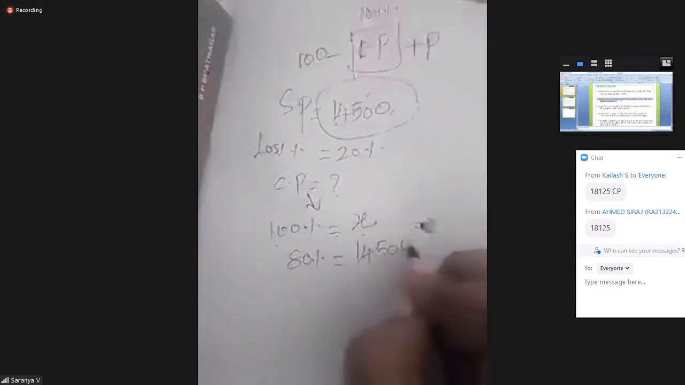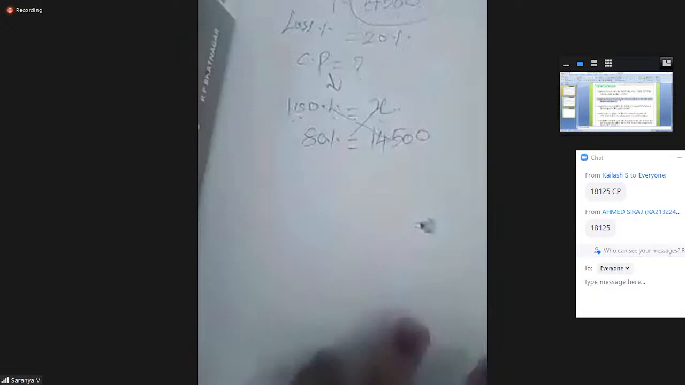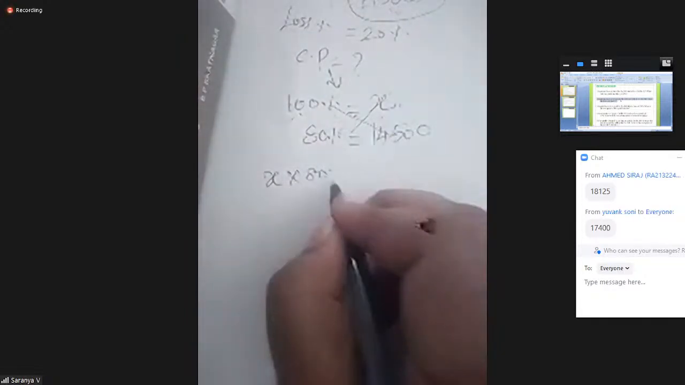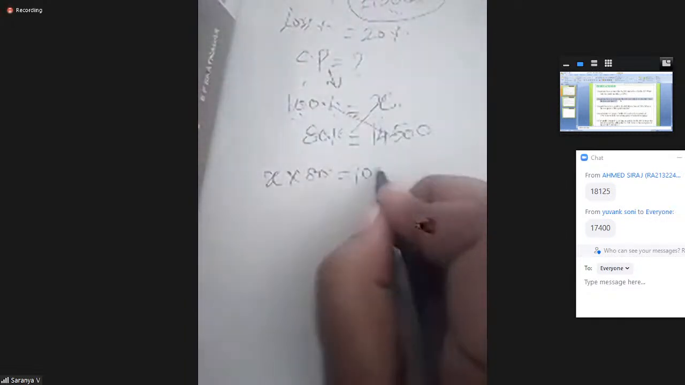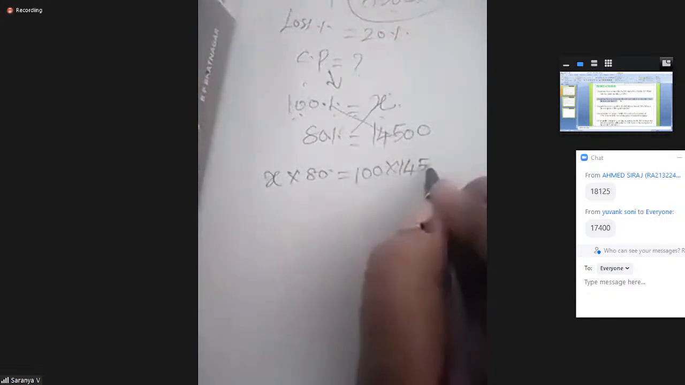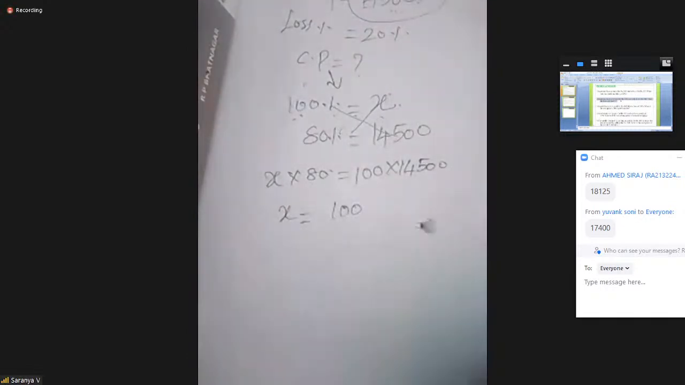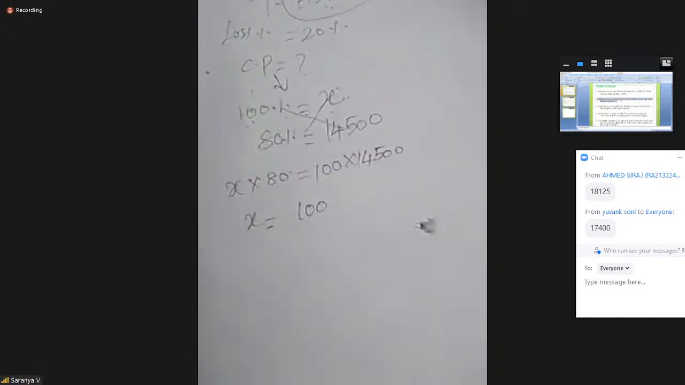And find. So the same cross multiply. X into 80, first cross, equals 100 into 14,500. So X is equal to 100 into 14,500 divided by 80. I'll post the same question in the chat box.